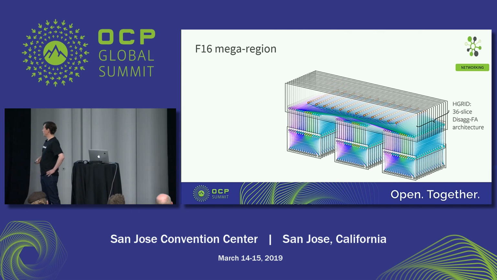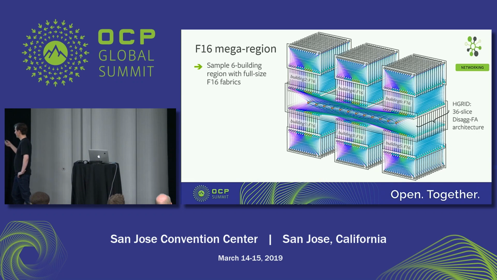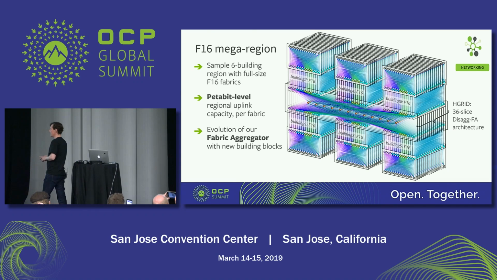At full scale, F16 Mega Region would look like this. Here we have 6 fabrics, 6 buildings. Each building has full-scale F16 aggregated on the 36-slice HGrid infrastructure. This allowed us to go to petabit level uplink capacity per fabric for each fabric. So from hundreds of Ts, we are going to petabit level capacities. And this is just the uplink. This is an evolution of our fabric aggregator design, which we introduced here last year. But it's built on the new building blocks, and I'll talk about that a little bit.